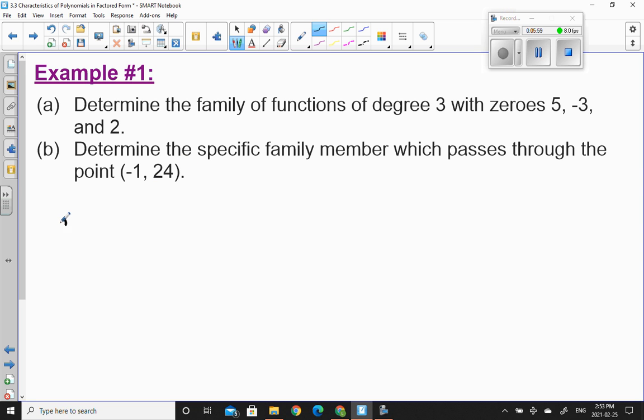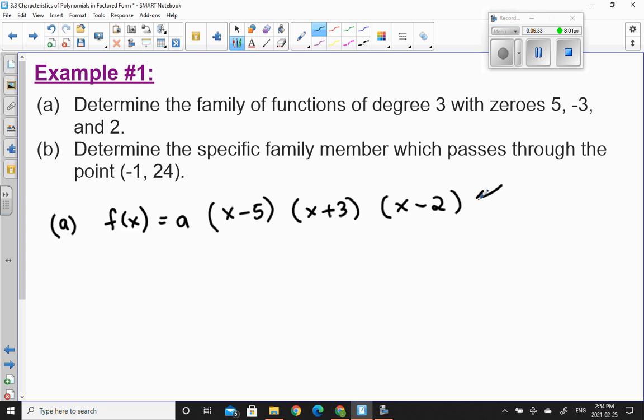Okay, so part A is very general. So we're going to say f of x equals a. We don't know what the leading coefficient is because it has a 0 that's 5. So x minus 5 is a factor. Because it has a 0 that's -3, that means x plus 3 is a factor. And because it has a 0 that's 2, that means x minus 2 is a factor. So this is the family of functions, okay, that have these 3 zeros.